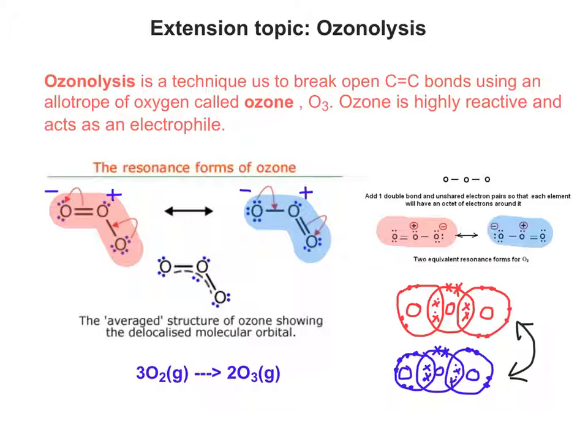So if you look at it closely, the arrangement of a dative covalent single bond on one side and a double bond on the other just keeps swapping round. But like I said, it's not as stable as normal oxygen, or O2, diatomic oxygen, so in this sense it can react more easily as an electrophile.